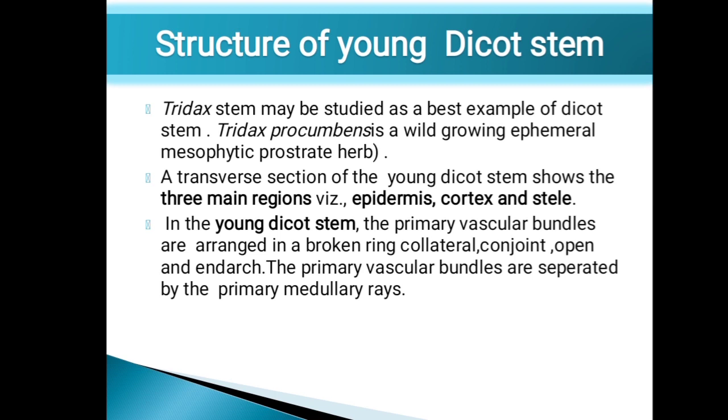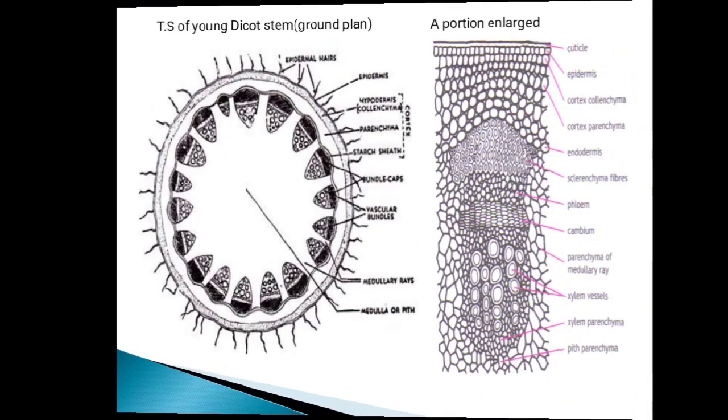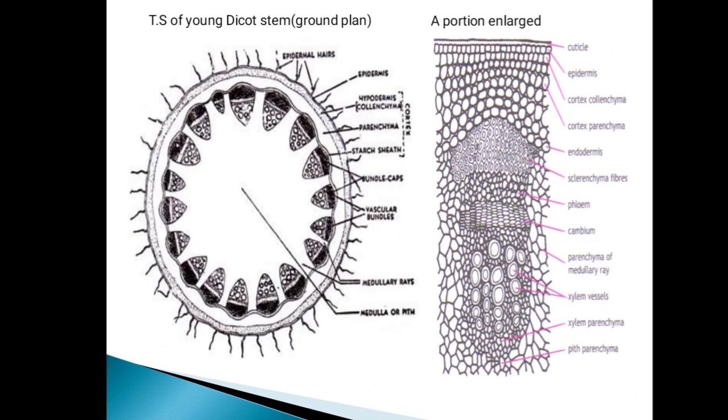A transverse section of the young dicot stem shows three main regions, that is epidermis, cortex and stele. In the young dicot stem, in brief we can say the primary vascular bundles are arranged in a broken ring. The second point is that they are collateral, conjoint, open, endarch. The primary vascular bundles are separated by the primary medullary rays.